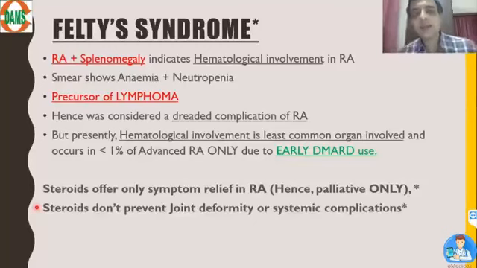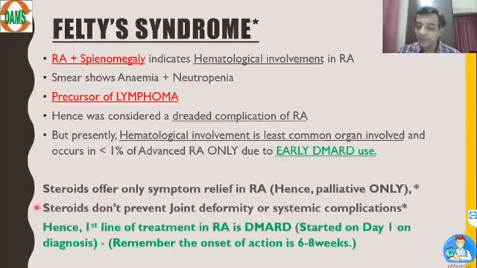Please remember, we are comparing every disease in rheumatology, trying to highlight how it is different from the others. In lupus, the first line treatment is steroid. But in RA, the first line treatment is DMARD because steroids offer only symptom relief to the patient. This is the extra point that I wanted you to know. Continue further. So, first line of treatment in RA is DMARD.